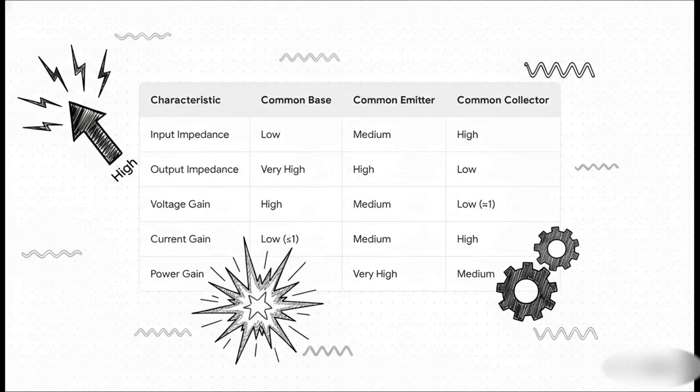You need a big voltage boost? Go with common base. Need the most overall power gain, the most bang for your buck? Common emitter is your workhorse. Or do you just need to connect two mismatched parts of a circuit? Well, common collector is the perfect bridge.